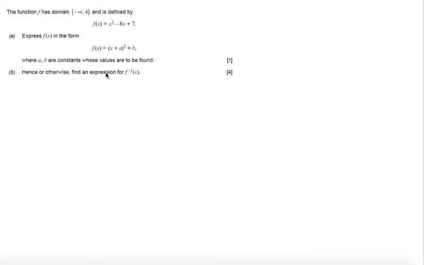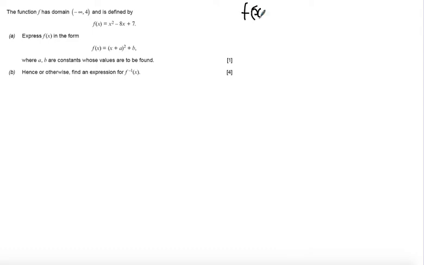f has domain minus infinity to 4 and is defined by f of x equals x squared minus 8x plus 7. First, I want to express f of x in the form f of x equals (x plus a) squared plus b, where a and b are constants whose values are to be found. So here we're going right back to C2 methods. Essentially, I'm completing the square.